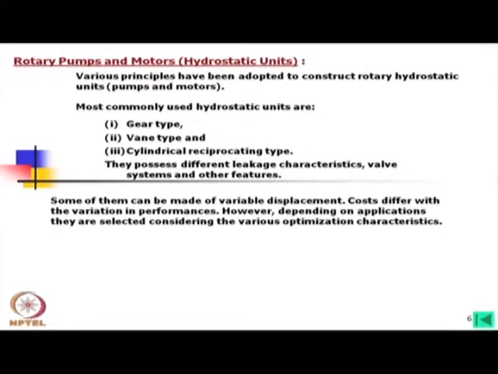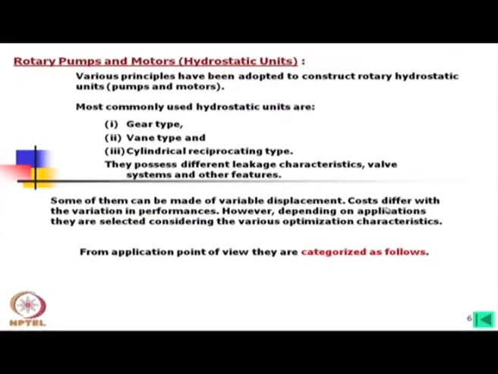You understand this, because if we would like to optimize some sizes, say for example, a gear pump will have more leakages, and we cannot optimize that leakage characteristic. In comparison to that, best will be the cylindrical reciprocating type, whereas vane type will be in between. From application point of view, they are categorized as follows.